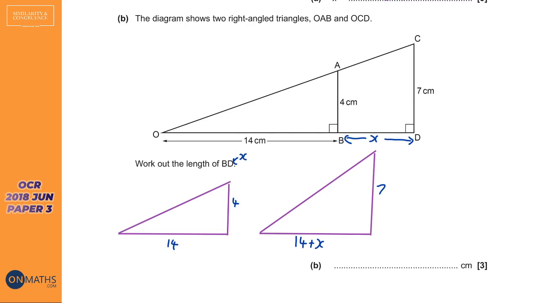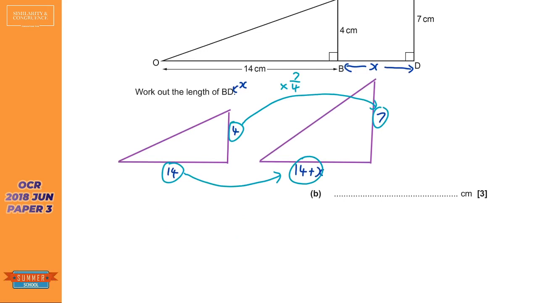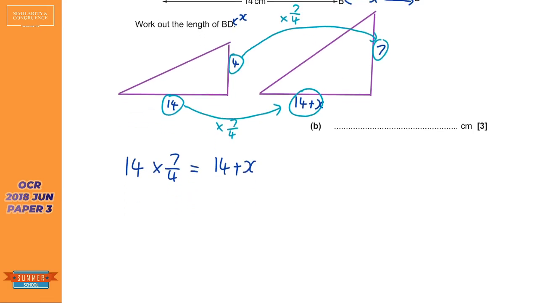Okay, so we're going to do the same process. We're going to work out the scale factor, and so we do it the same way. So it's going to be times the new value, 7, over the old value, 4, and we're going to apply that to this one here, and this is going to create a kind of equation for us to work out. So we're going to times that by 7 over 4. So we've got 14 times 7 over 4 will equal 14 plus BD, or plus x we called it. So this is just an equation we've got to solve.